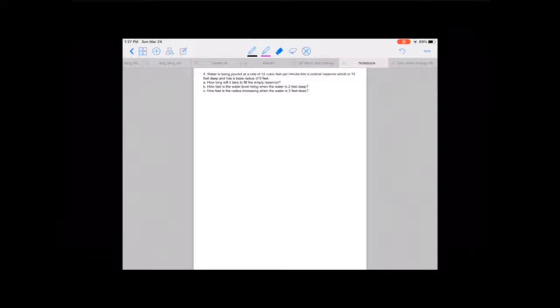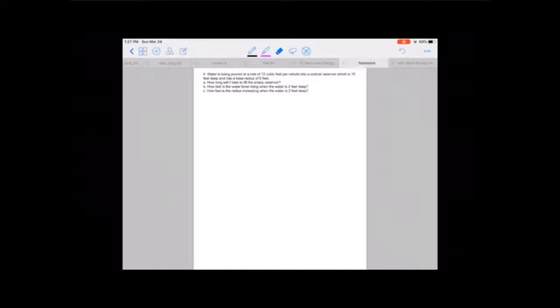In this problem, water is being poured at a rate of 12 cubic feet per minute into a conical reservoir, which is 15 feet deep and has a base radius of 9 feet. And there are 3 parts to this. In part A, it says, how long will it take to fill the empty reservoir? How fast is the water level rising when the water is 2 feet deep? And how fast is the radius increasing when the water is 2 feet deep?